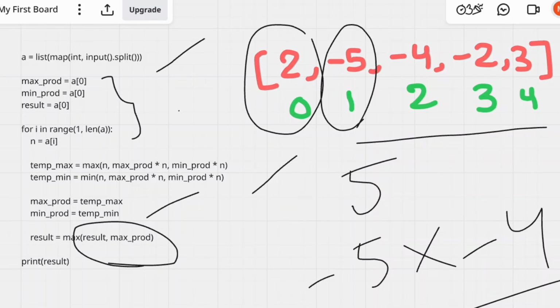If you understand the logic, try it with different inputs and practice the dry run. Thank you.